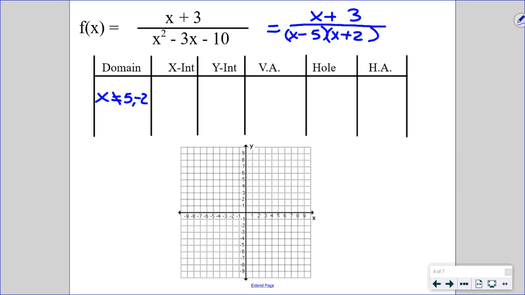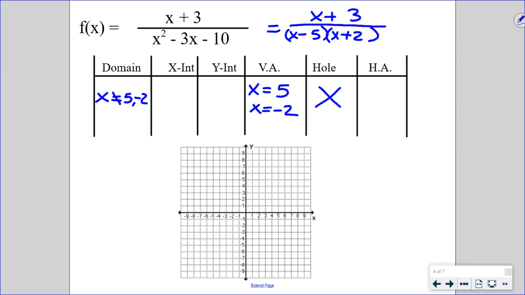I also know those are the values where there is either a VA or a hole. Now, this is going to be a more complicated graph because we don't have any factors the same top and bottom, so there's no hole in the graph, which means there are two vertical asymptotes, x equals 5 and x equals negative 2.